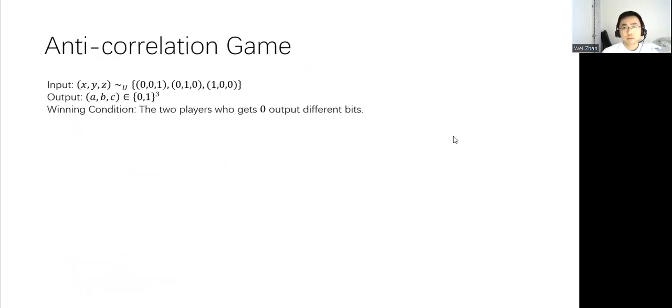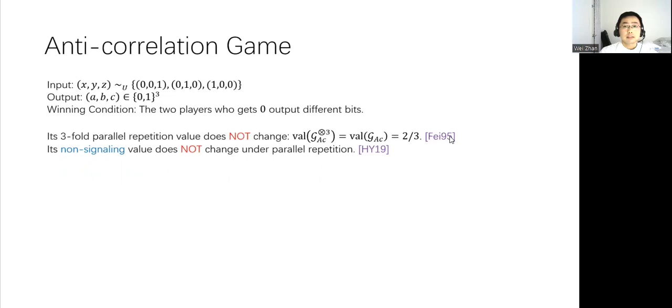However, what we did prove for this support is an exponential bound for a specific game, the anti-correlation game. So let's define it. The input, as we said, for the 3 players is a uniform distribution such that 2 players get 0 and 1 player gets 1. Each player has to output 1 bit, and they win if the 2 players who get 0 output different bits.